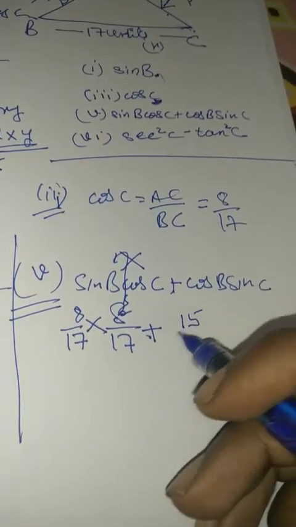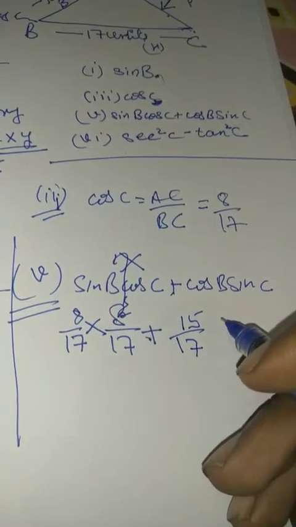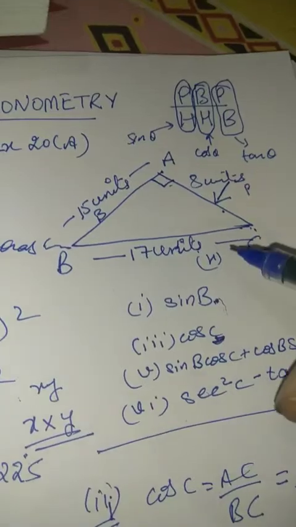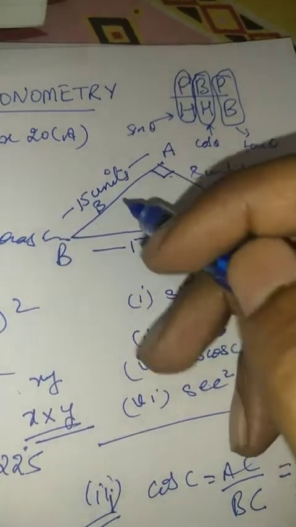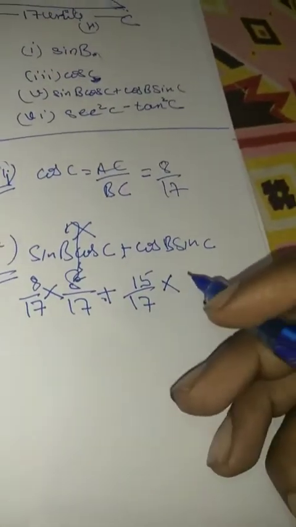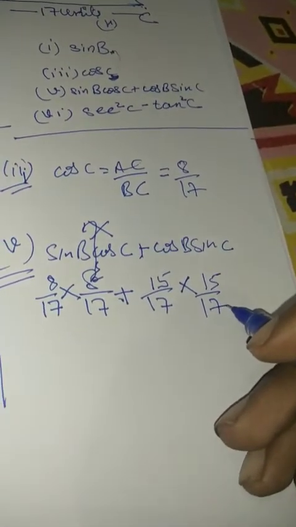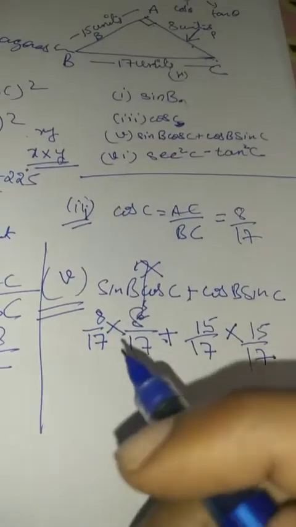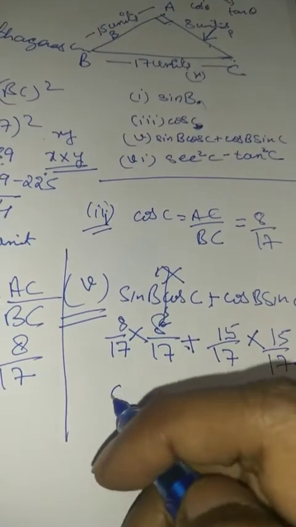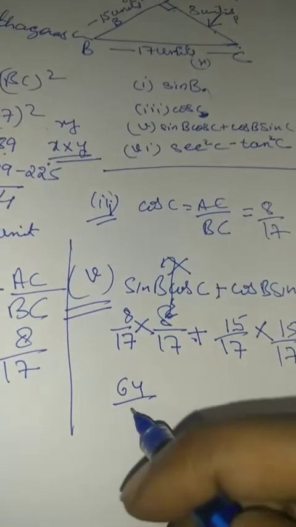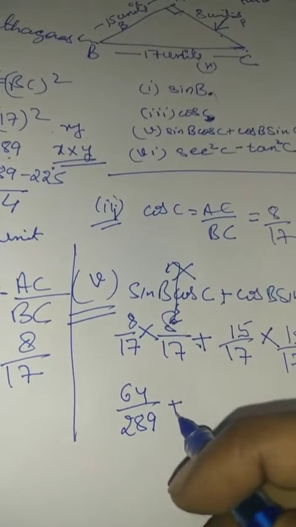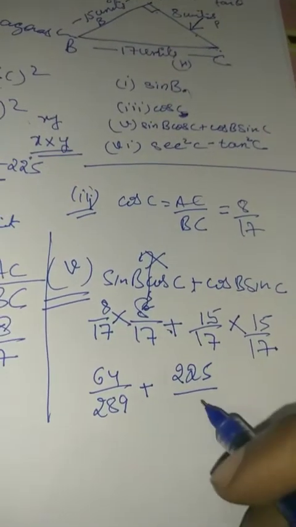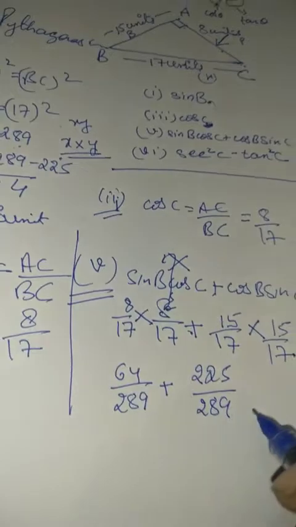If you want, you can calculate the value somewhere else and then show the substitution of the value over here. For sin C, this will be the base, and it says perpendicular upon hypotenuse. So it will be 15 upon 17. You can pause for a moment over here to proceed. Now let's multiply 8 into 8, upon 17 into 17. Now over here 15 into 15, 225 upon 17 into 17, 289.